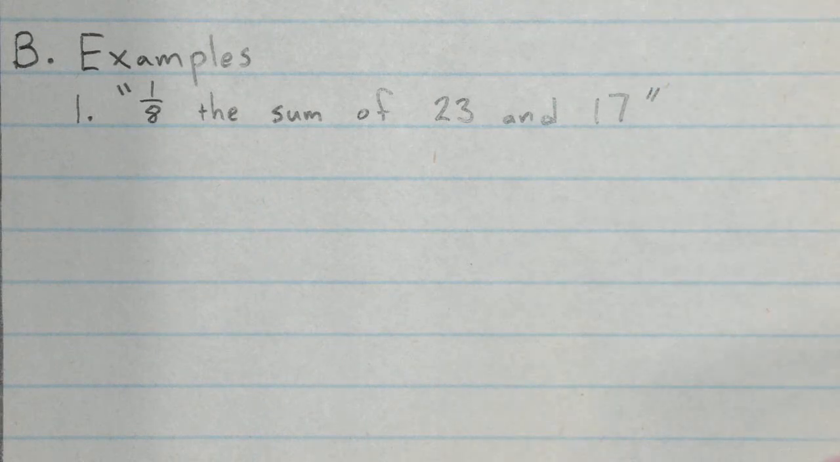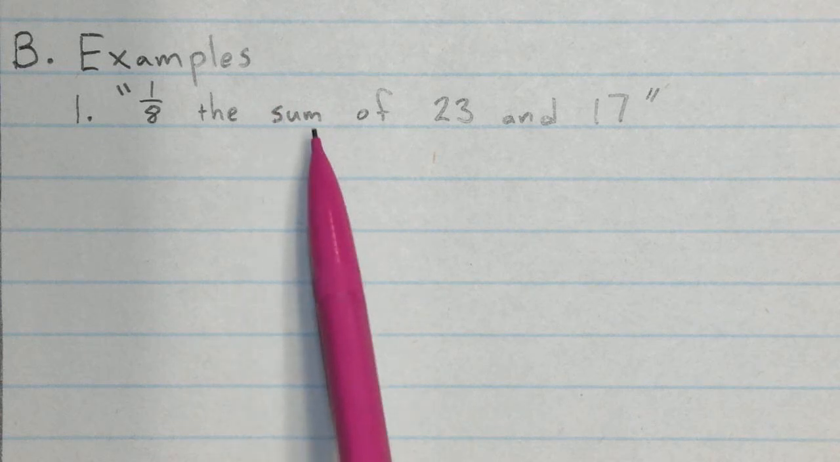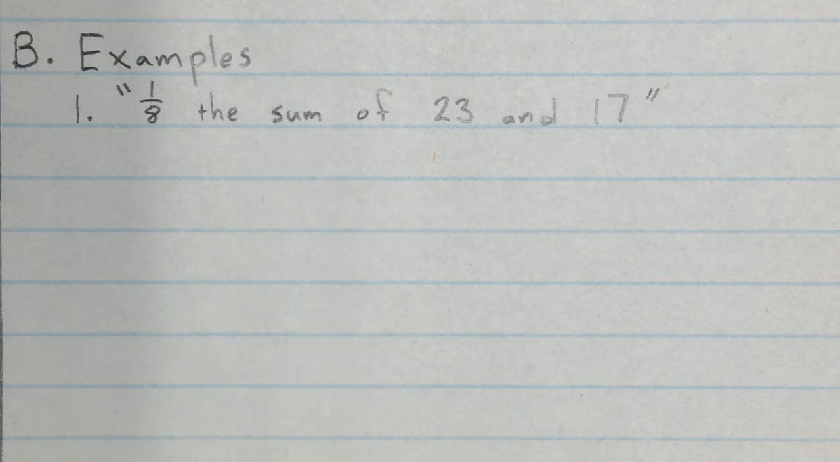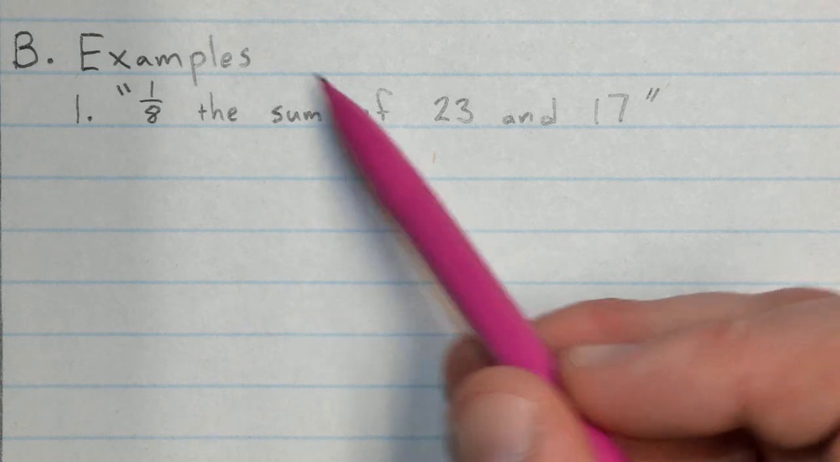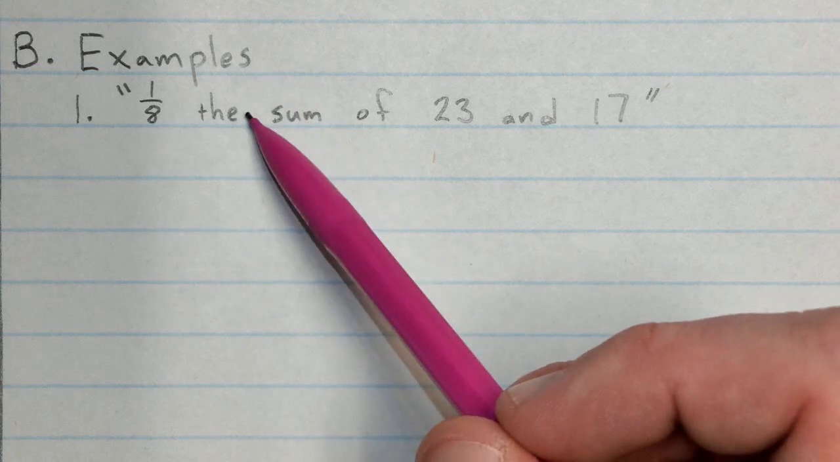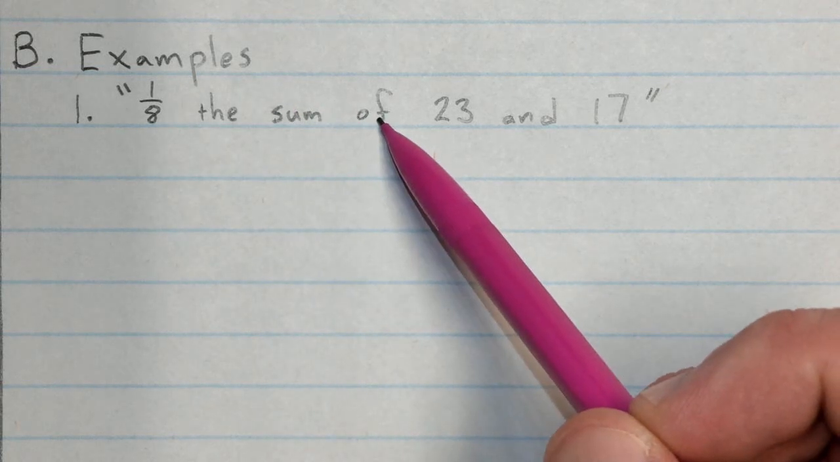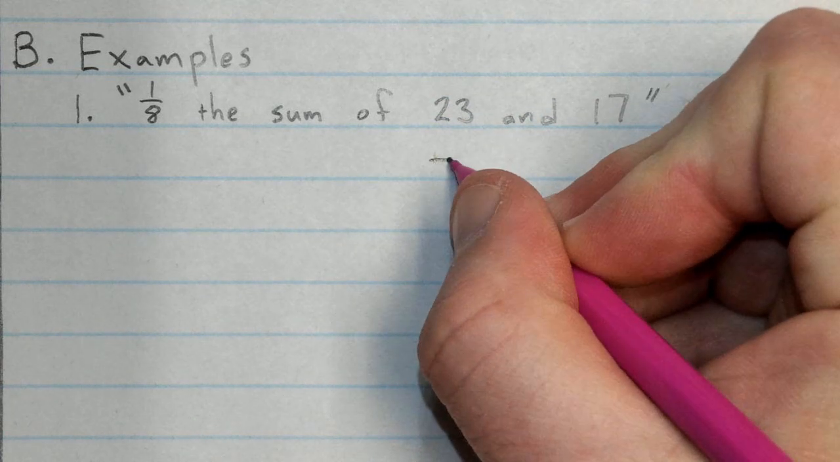We want to start by looking for any clue words that tell us what operations we're going to be doing. And hopefully you noticed sum is a clue word. Sum is a word that means addition. The sum of. Now I know I jumped right over the fraction. We're going to get back to that. The sum of 23 and 17.